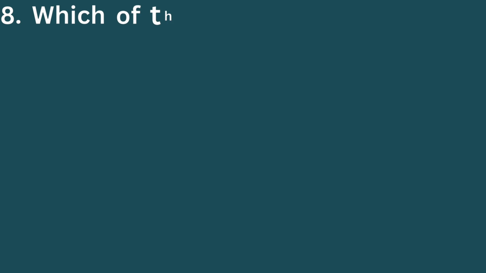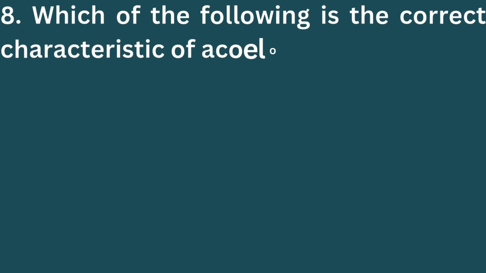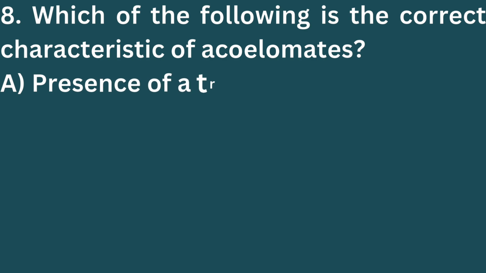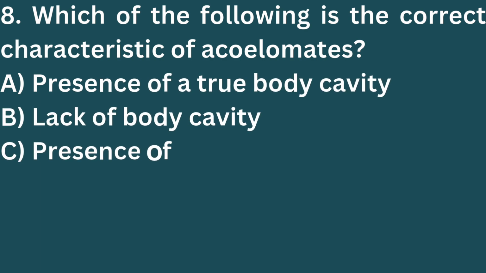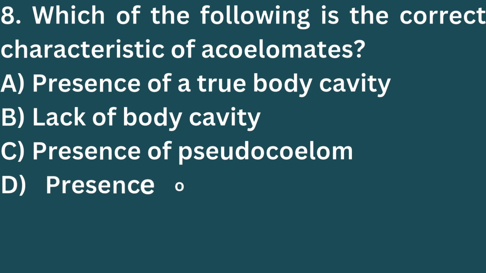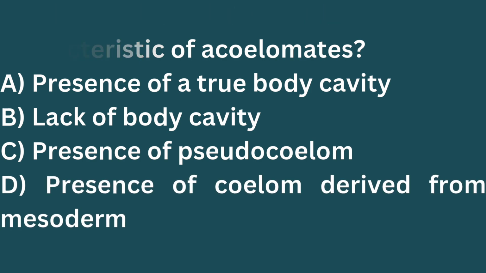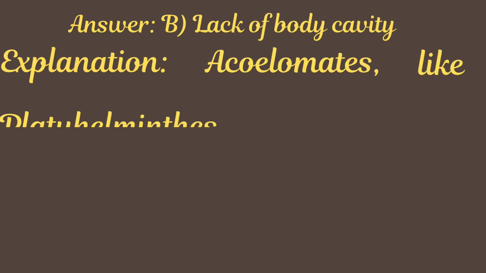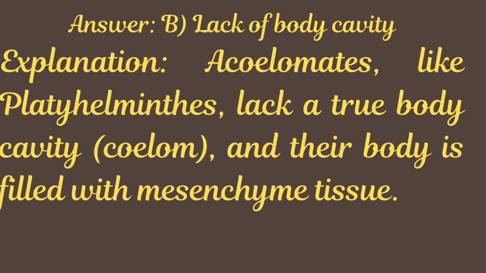8. Which of the following is the correct characteristic of aquaelamates? A. Presence of a true body cavity. B. Lack of body cavity. C. Presence of pseudocoelom. D. Presence of column derived from mesoderm. Answer: B. Lack of body cavity. Explanation: Aquaelamates, like platyhelminths, lack a true body cavity, column, and their body is filled with mesenchyme tissue.